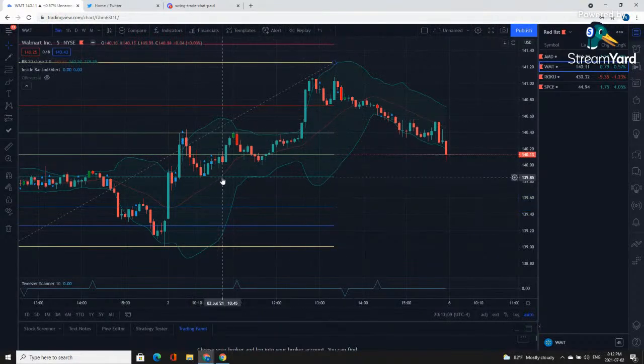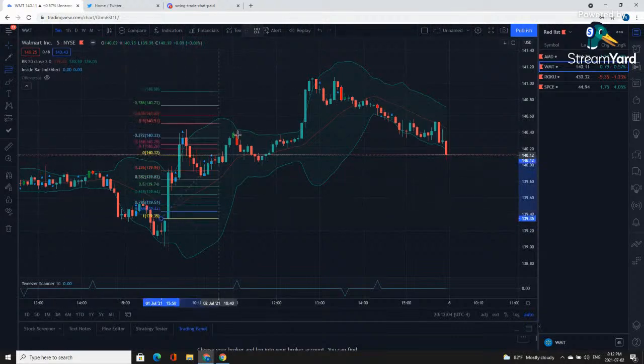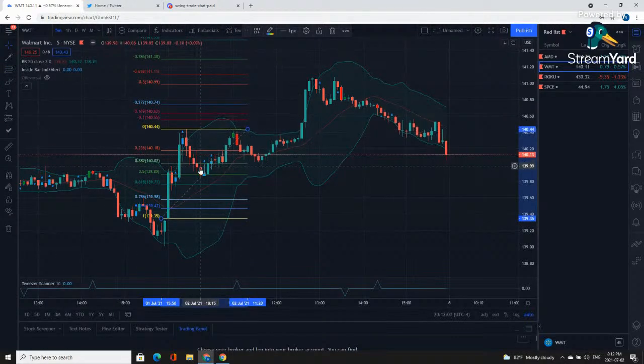And then we also have some intraday Fibonacci. We take the Fibonacci from the low to the high like this. You see that? We retest the 50. And this is all from my book, guys.